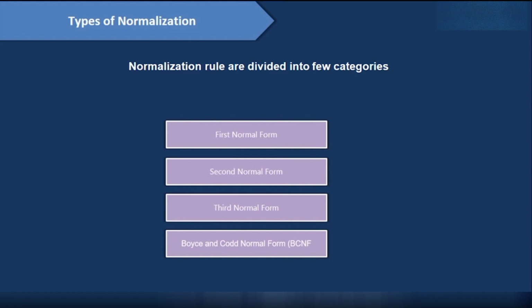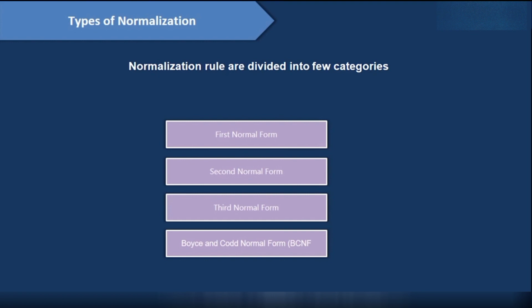We have first normal form, which is known as 1NF in short. We also have second normal form, that is known as 2NF. We also have third normal form. And lastly, we have Boyce-Codd normal form, that is BCNF. So we have already seen the types or categories of normalization we have. Now let's look at how you can implement them and how you can use them in your databases as well.